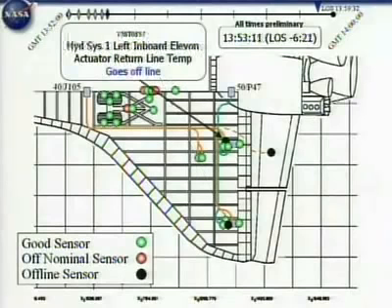Next chart. Hydraulic system 1, left inboard elevon actuator return line temperature becomes non-functional. Next chart. Hydraulic system 1, left outboard elevon actuator return line temperature, again, non-functional. Hydraulic system 2, left inboard elevon actuator return line temp, again, non-functional.